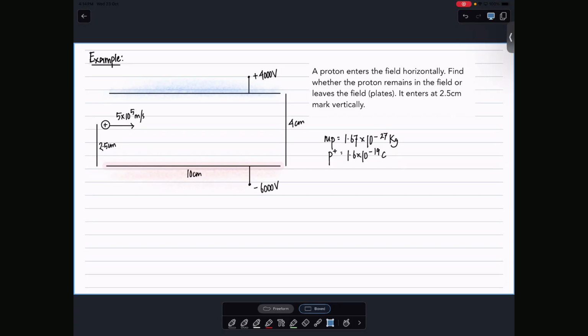So for a starter, you need to find acceleration. That is the first part. Acceleration of it. And the next part is like a projectile motion question.